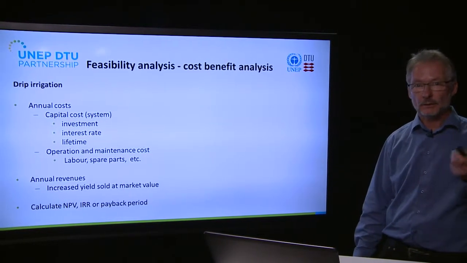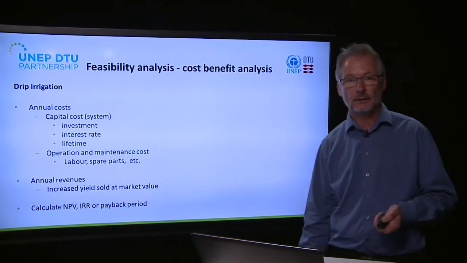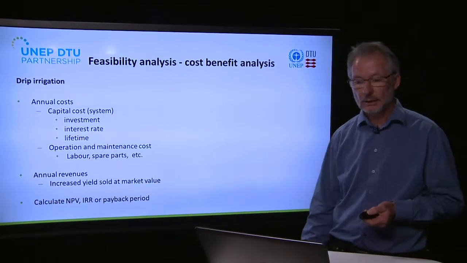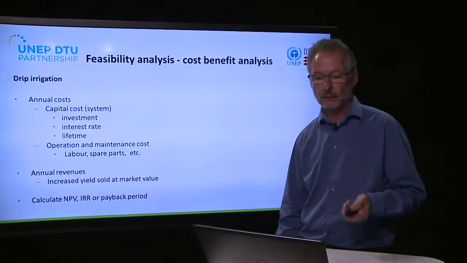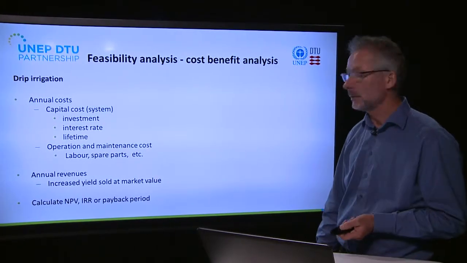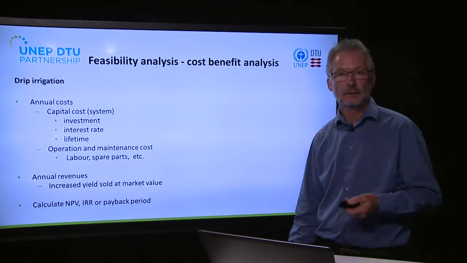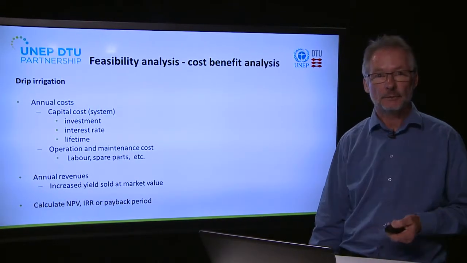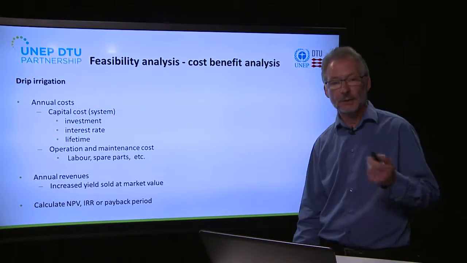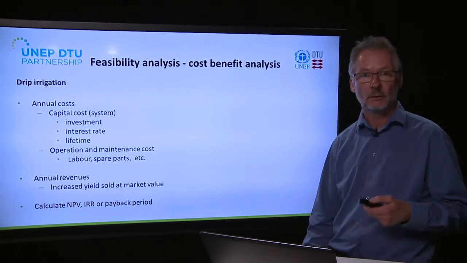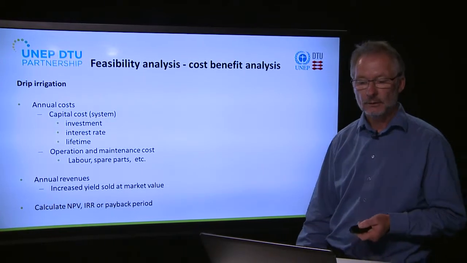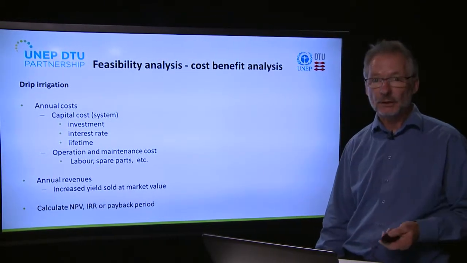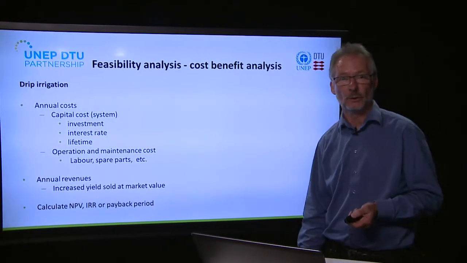We will then, based on the annual costs and the annual revenues over the lifetime of the investment, calculate the net present value, the internal rate of return, and the payback period. And if the net present value of this investment is positive, then drip irrigation is competitive with no irrigation. If the net present value, on the other hand, is negative, then drip irrigation is not competitive to no irrigation.